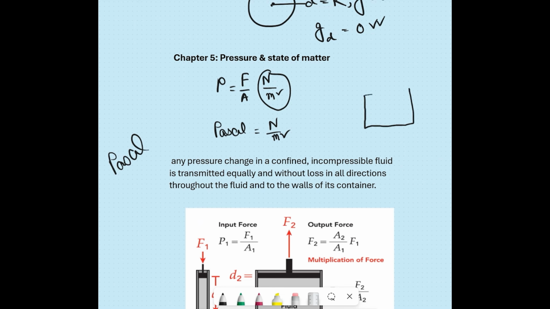It means that if this is a container and, for example, if I push or place a pressure here, obviously a pressure will be realized here as well. And obviously this container is confined and the pressure is going through in this direction. This is a very simple way I've explained it here.